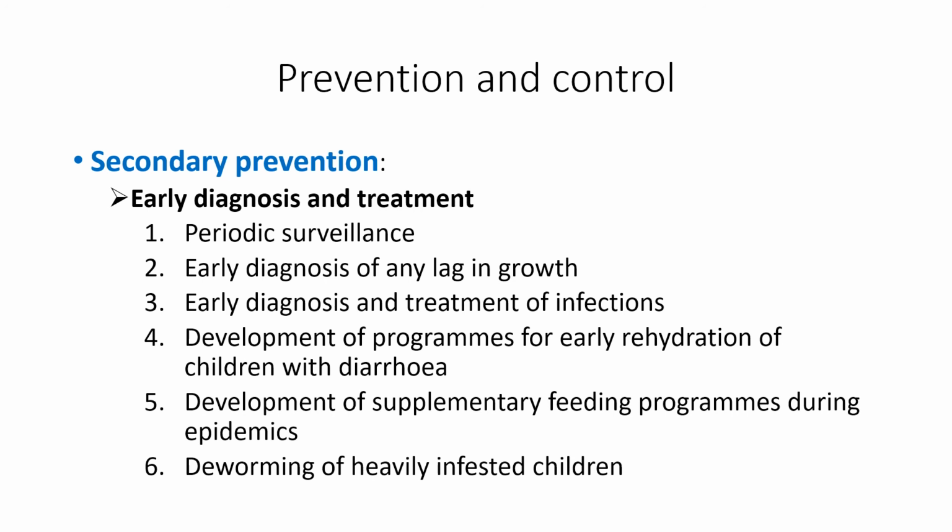Finally, deworming of heavily infested children, that is, children who are heavily infested with helminthic infections, deworming is done. Children in government schools are biannually dewormed by using albendazole tablet. The dosage is 200 milligram for children less than 2 years and 400 milligram for children older than 2 years, thereby to deworm the child and prevent helminthic infections and thereby prevent malnutrition.